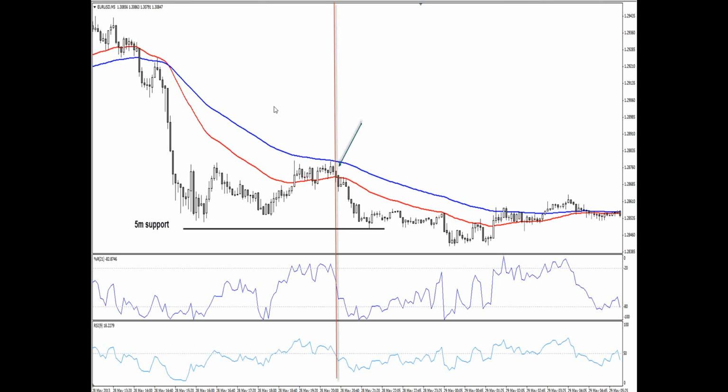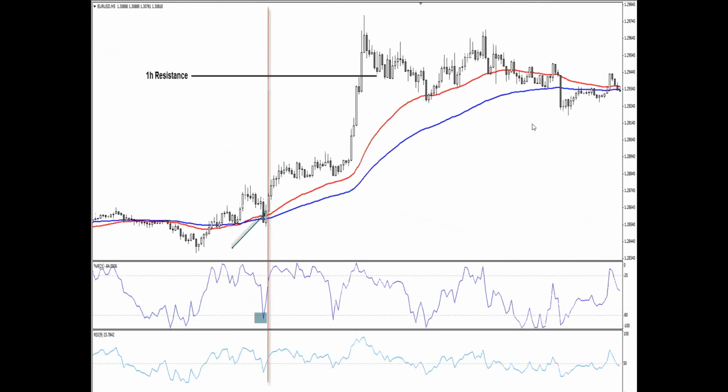Vice versa for long trades. We can see it in our next slide, where we will combine all of those indicators for a long trade. So this is again the arrow and the red vertical line.